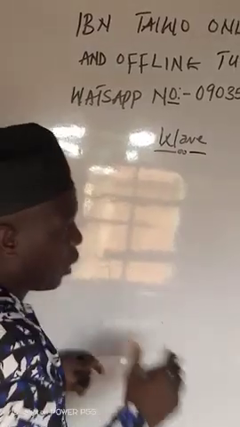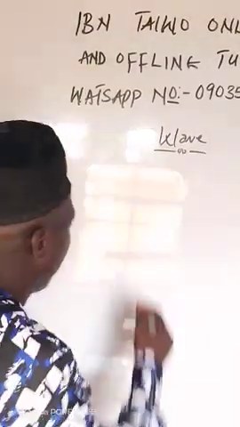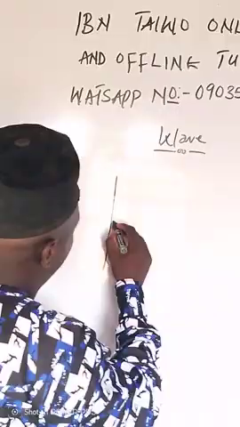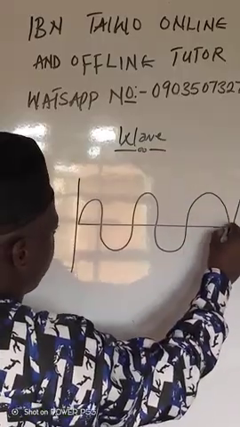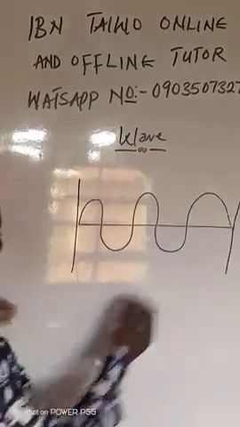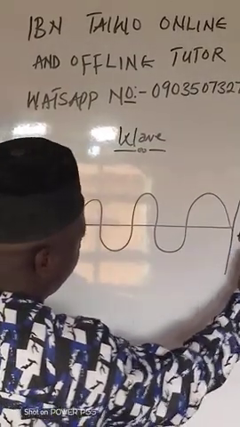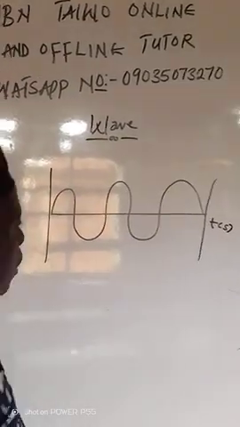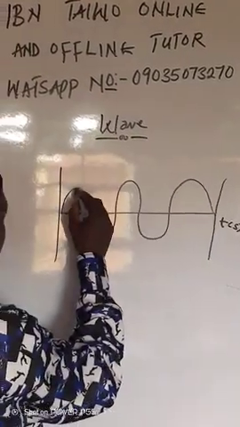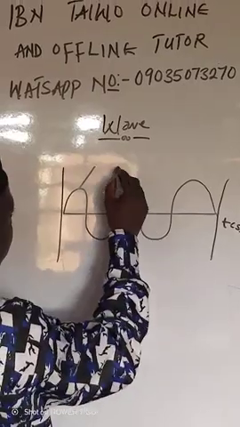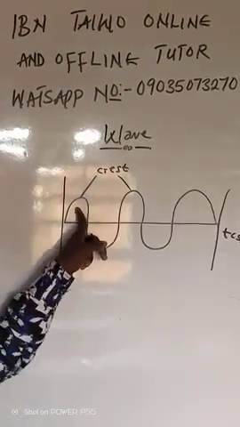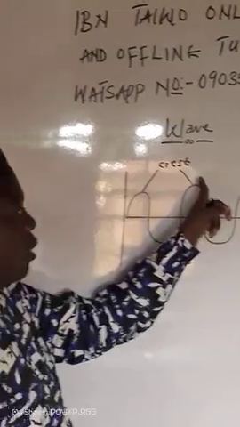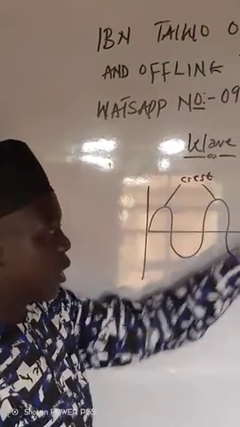Let's first of all talk about the wave graph. Know that here is time. Then the standard unit of time is what? A second. Then for the distance, this thing is called what? Crest. Each of these is called crest. This one is crest, this one is crest, this one is also crest.